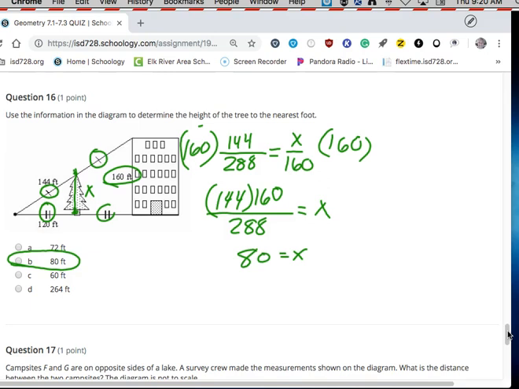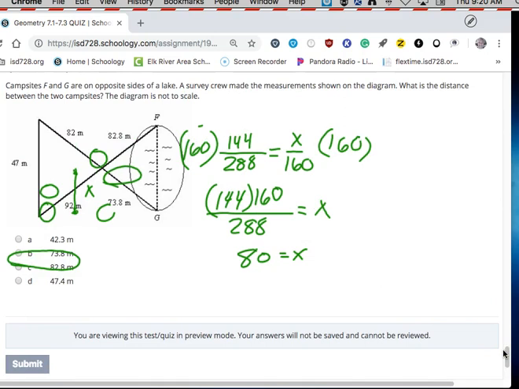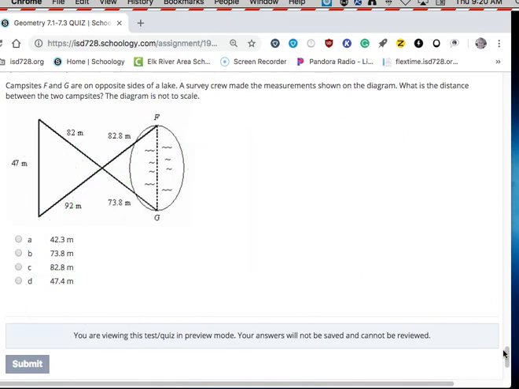In my last one here, in problem 17, I've got to set these up. And it's the order in which it's going here that I've got it set up. And I got 92 in one triangle to 82.8 in the other. And I've got 82 to 73.8. And I'm going to check to make sure that those two are proportional before I move on here.